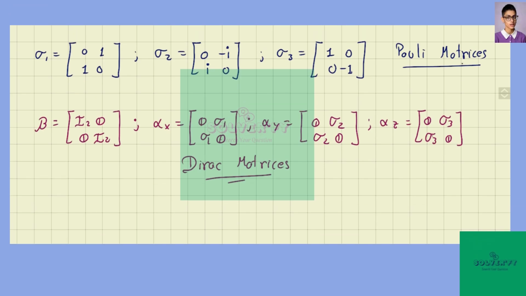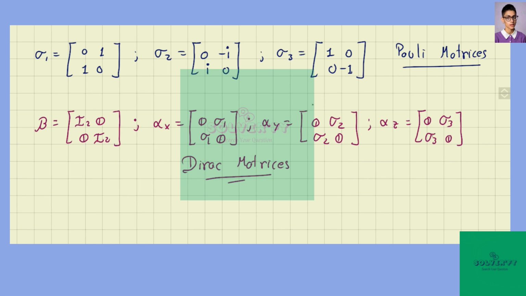Hello there. In this exercise we have here first the set of Pauli matrices. The matrices are labeled by the letter sigma. Sigma 1 is this matrix 0, 1, 1, 0, sigma 2 is 0, minus i, i, 0, and sigma 3 is 1, 0, 0, minus 1. These are called the Pauli spin matrices, but I'm just calling them Pauli matrices.